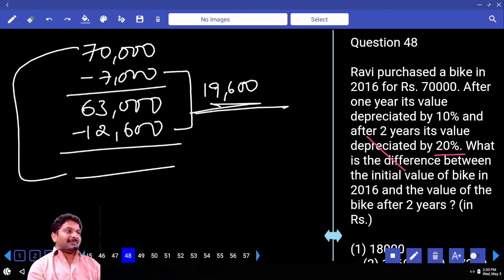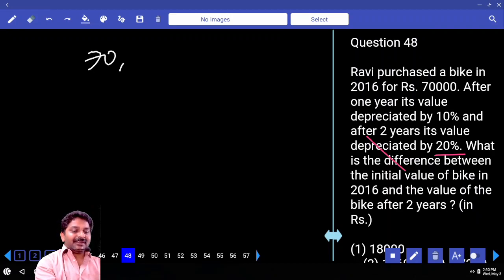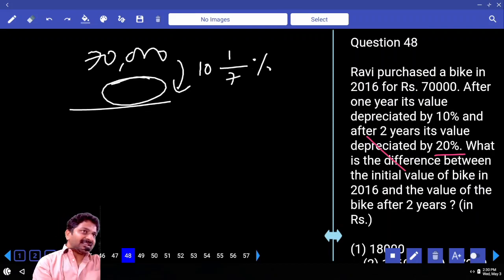Now we are not doing this either. Which multiple have we gone to? We have gone to the 7 multiple, understood? But you should not check the 7 multiple every time. The initial value is 70,000, first decreased by 10%. In case that percentage is an integer, that's fine. If it is a fraction and if the fraction denominator is 7, for example 10 1/7%, this value is not a 7 multiple.